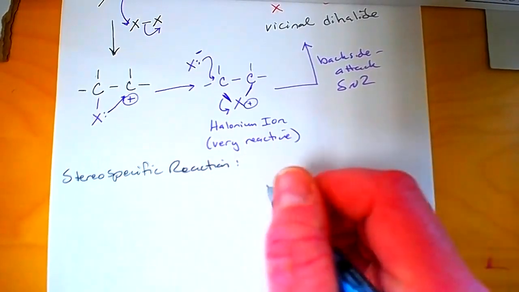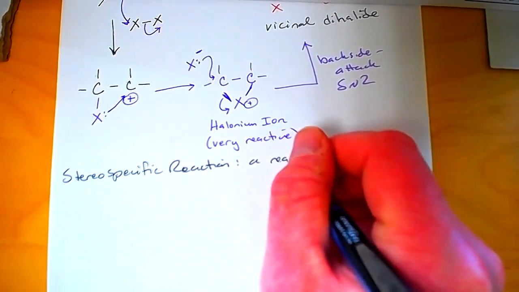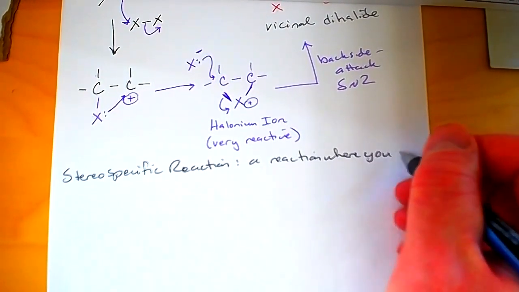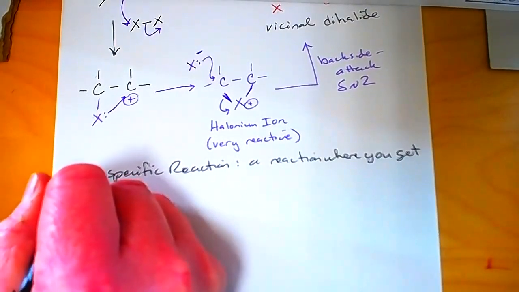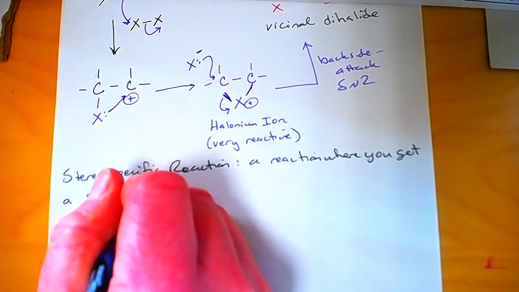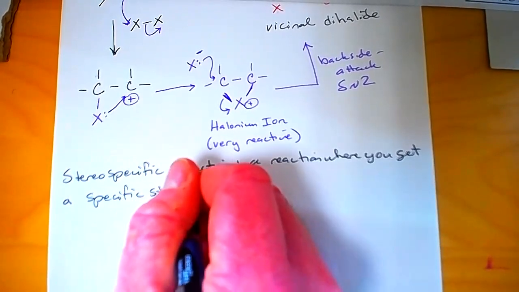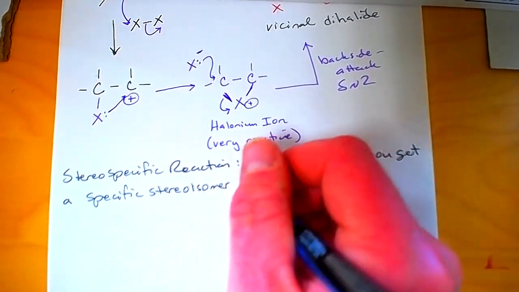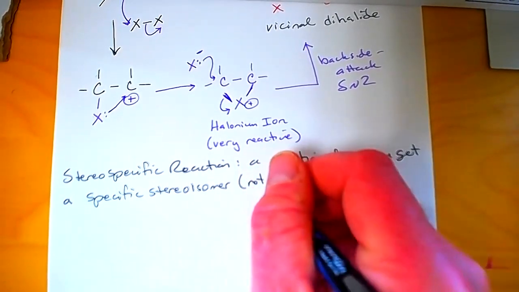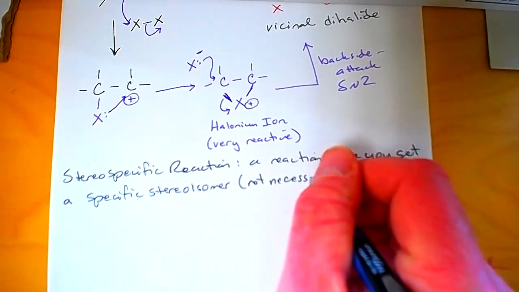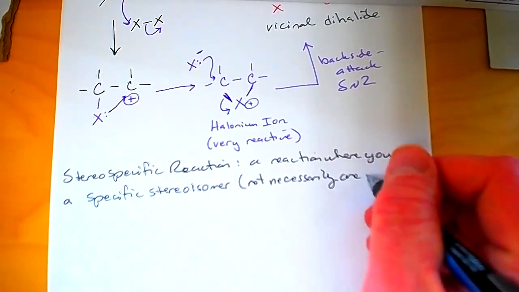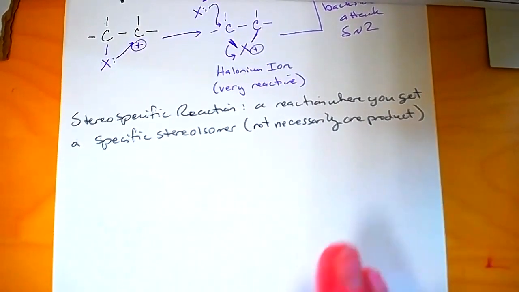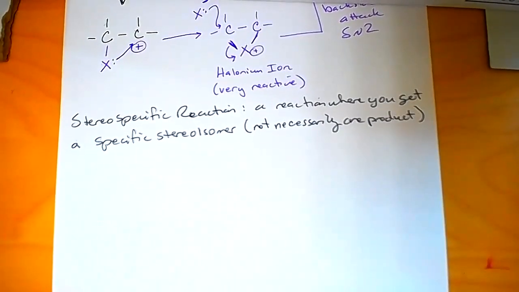A stereospecific reaction is a reaction where you get a specific stereoisomer. Excuse me. Okay, not necessarily one product. But you get the orientation or the direction, the approach is the same.